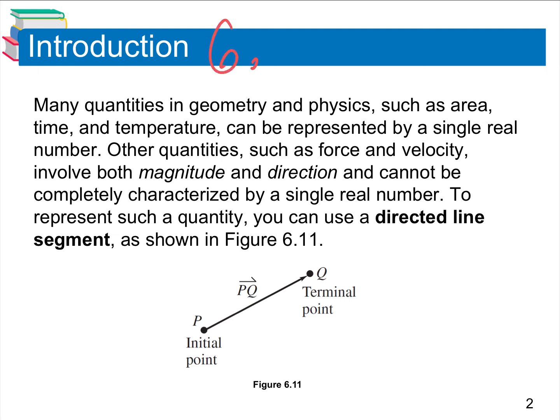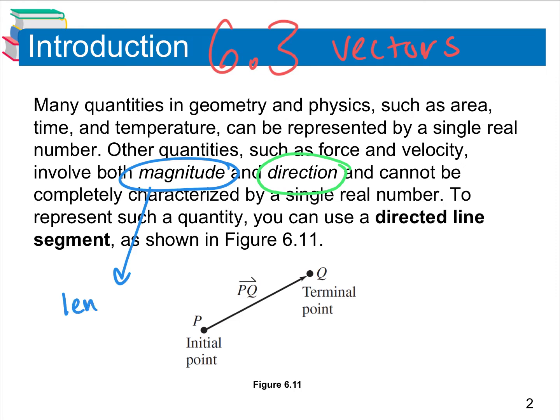Alright, so this is 6.3 notes. We're going to be learning about vectors. So with vectors, we have magnitude and we have direction. Magnitude is the length of a vector. Direction is the slope.